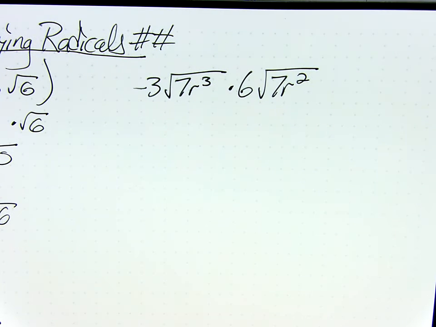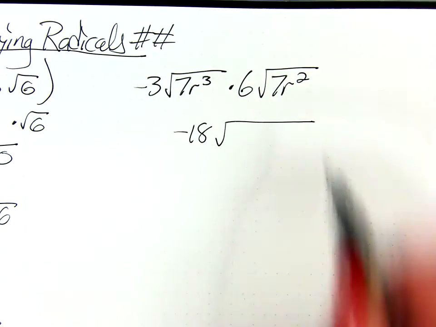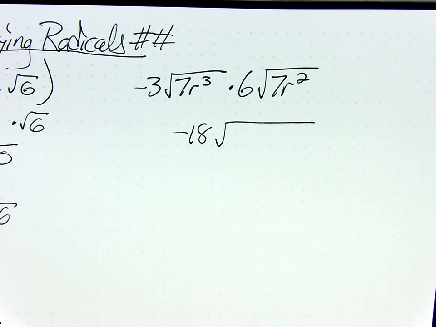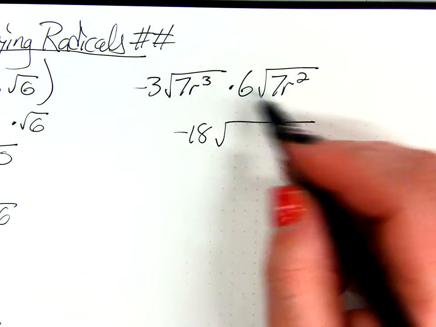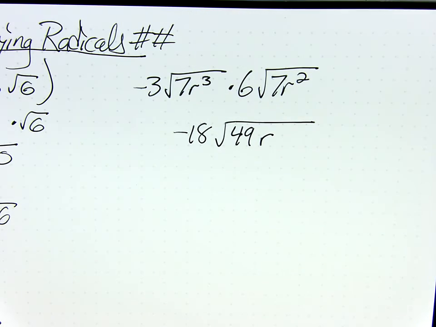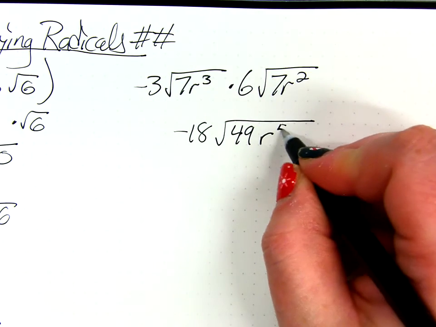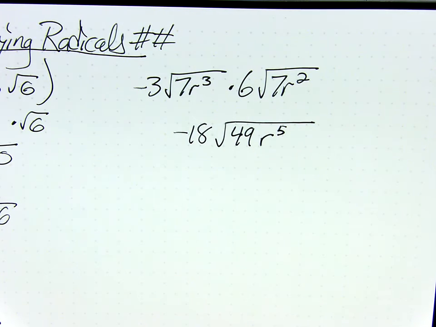Okay, well, I'm still doing the same thing. Multiply everything not in the house, put it together. So that would be a negative 18 out in front, and then a big old square root. Everything that's in the square root just gets multiplied together. So 7 times 7 gets me 49, and that would get me r to the what? Fifth. R to the third times r squared would be r to the fifth. And now I just have to simplify this answer.